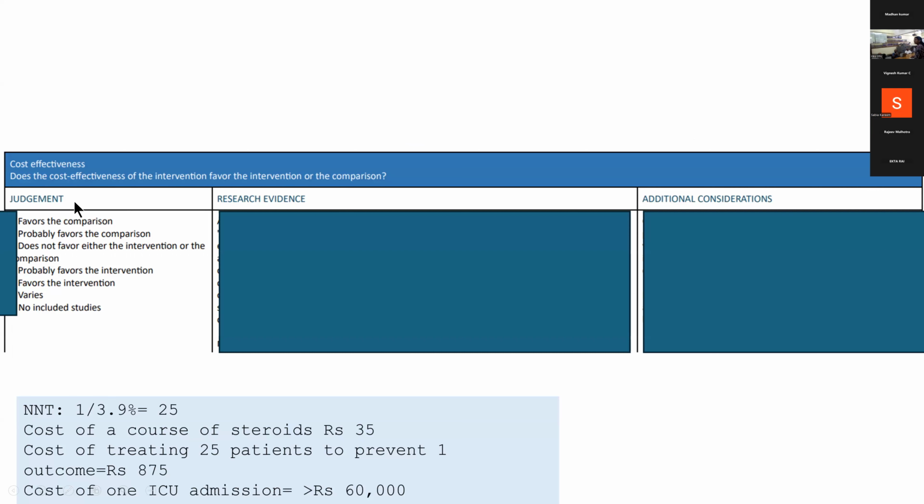Next, does the cost effectiveness favor the intervention or the comparison? It favors the intervention. I've just done a small calculation. The number needed to treat to prevent one invasive ventilation is about 25. The cost of a course of steroids for 1 week is rupees 35, if you take prednisolone 40 mg once a day. The cost of treating 25 patients to prevent one outcome is 875 rupees. What's the cost of one ICU admission? It's more than 60,000. So it obviously favors the intervention.